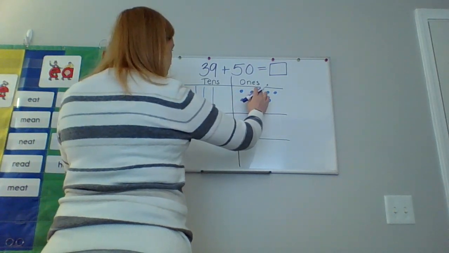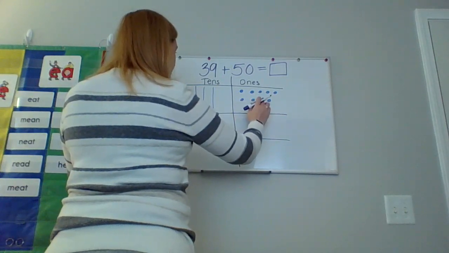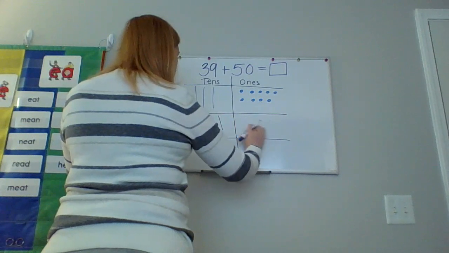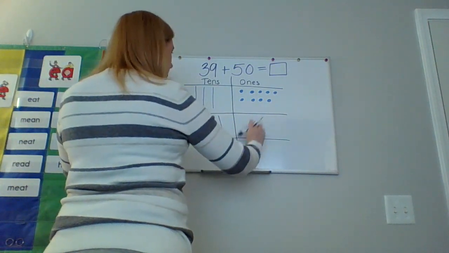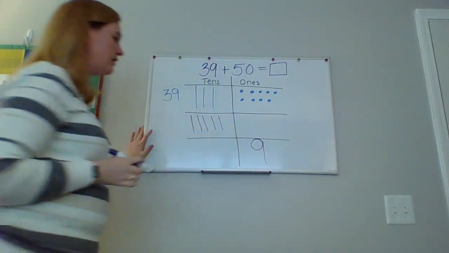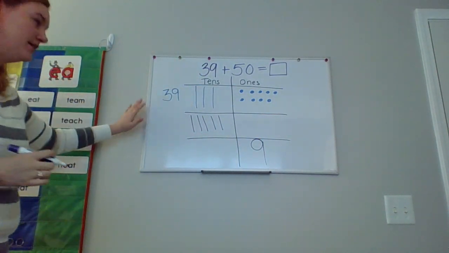1, 2, 3, 4, 5, 6, 7, 8, 9. Now, I don't have any here, so it's just 9 plus 0, which is 9. Okay. Now I'm going to count my tens.